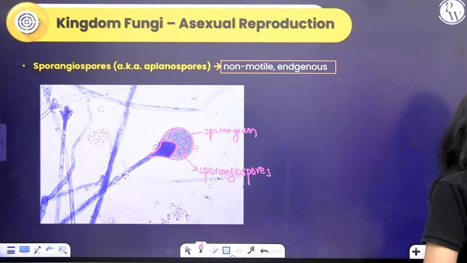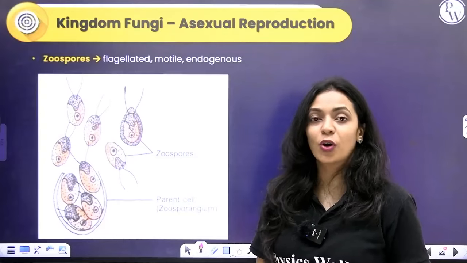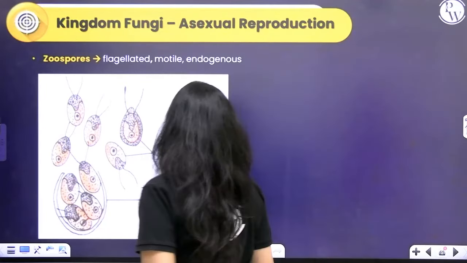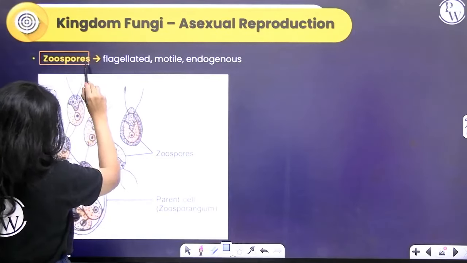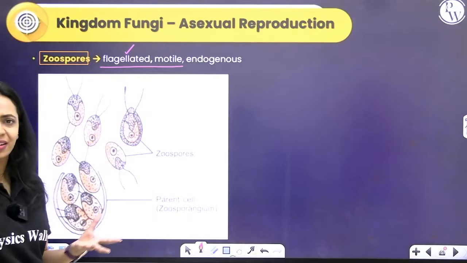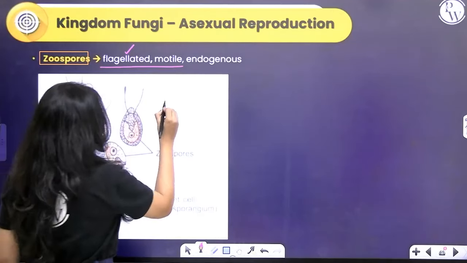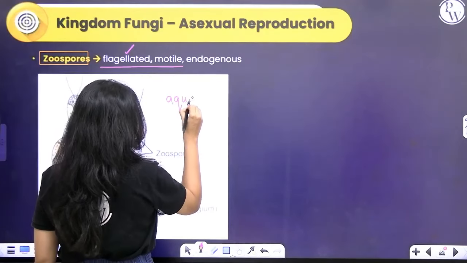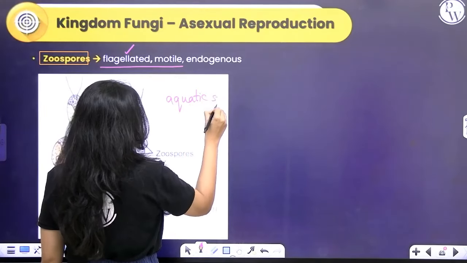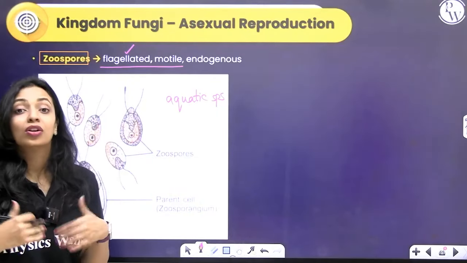Okay, now we'll talk about the last type of asexual spore, which is zoospores. Zoo means motile, right? Zoospores obviously are motile because of the presence of flagella. Generally, each zoospore will have 2 flagella and these are usually found in aquatic fungal species. They are also produced inside specialized structures called zoosporangia.